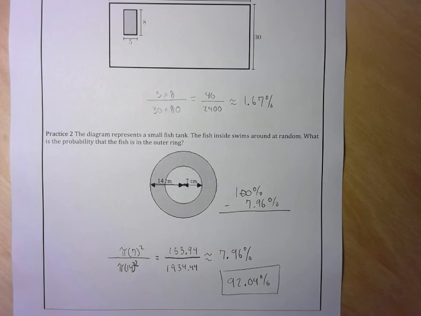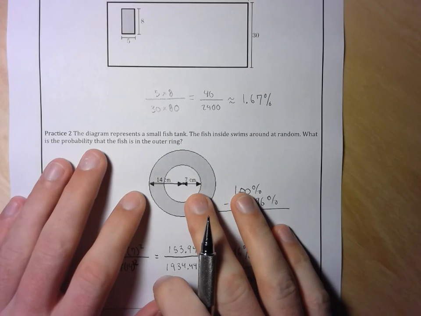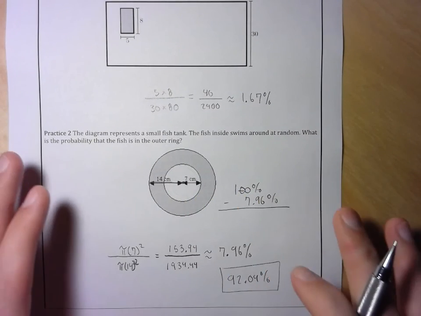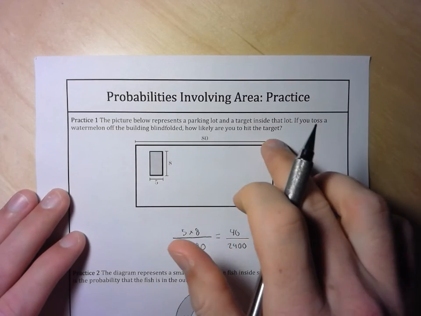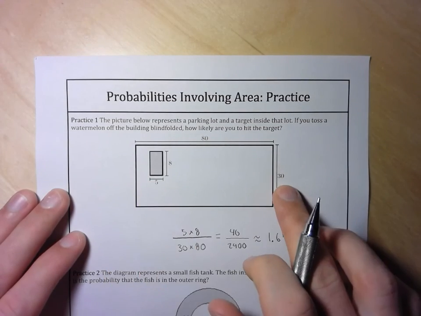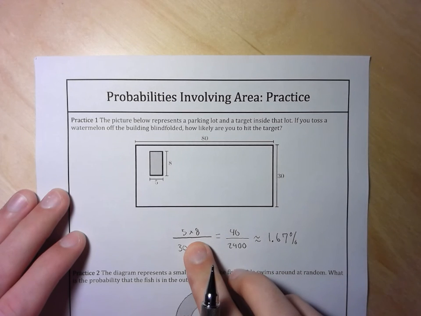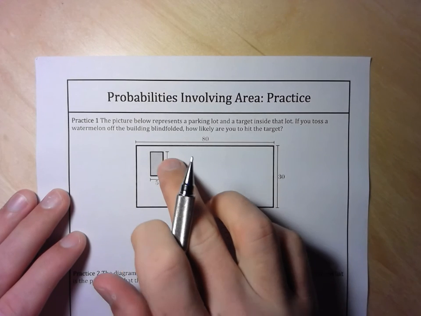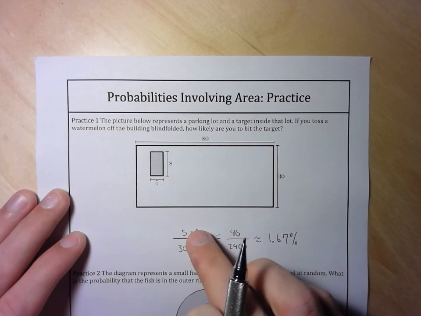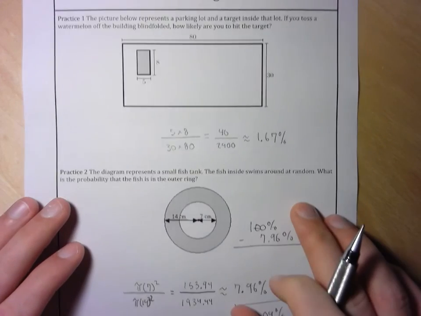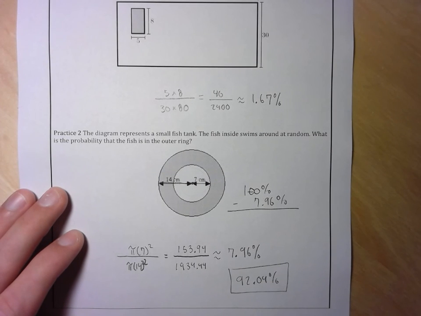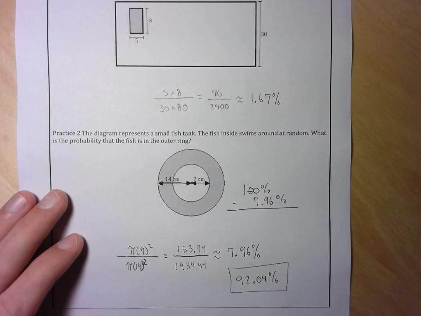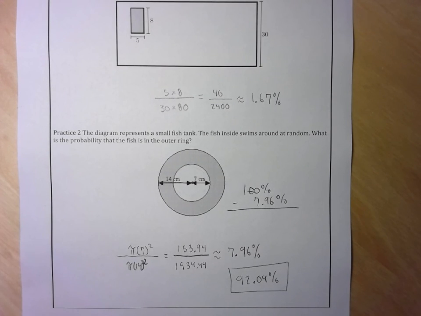So this problem is perhaps a bit more complex than the first two, but the name of the game is just to calculate the area of the whole and use that as your denominator, and then calculate the area of the part you're looking for and use that as the numerator, and then that will give you the probability that you're looking for as a general rule. So try the practice problems on the next pages on your own.